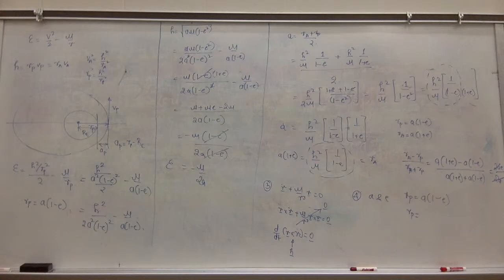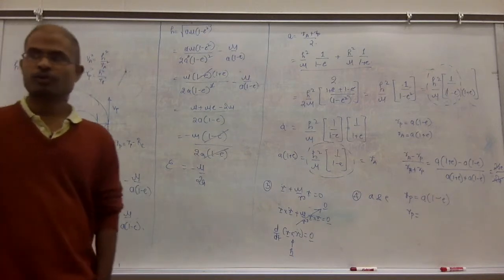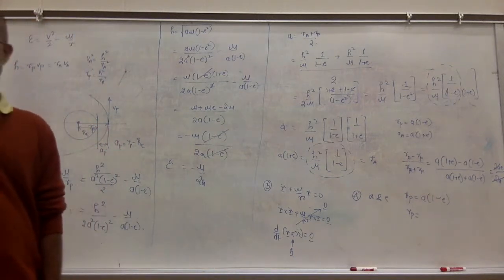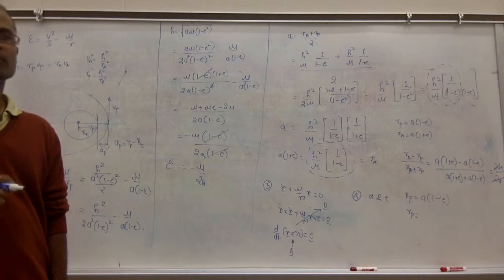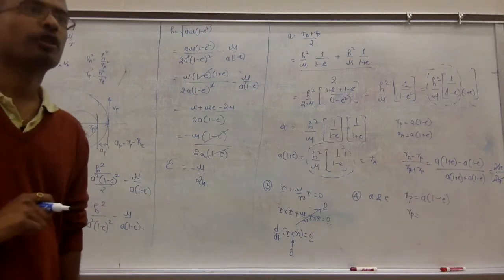And the second part is again very simple. If you knew this mu, I wrote mu on the board. It's just minus mu over 2A. That's it. A was given, right? A is 9144 kilometers.